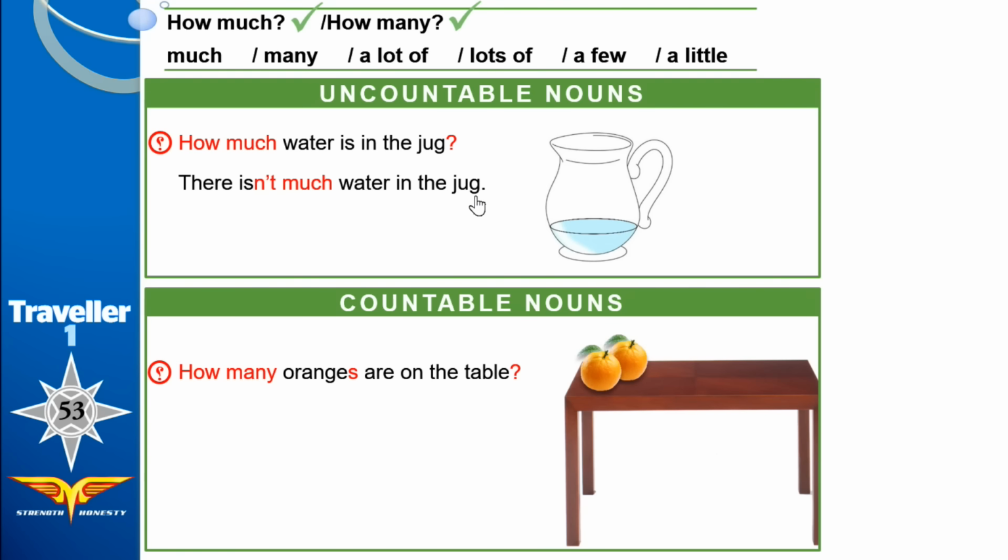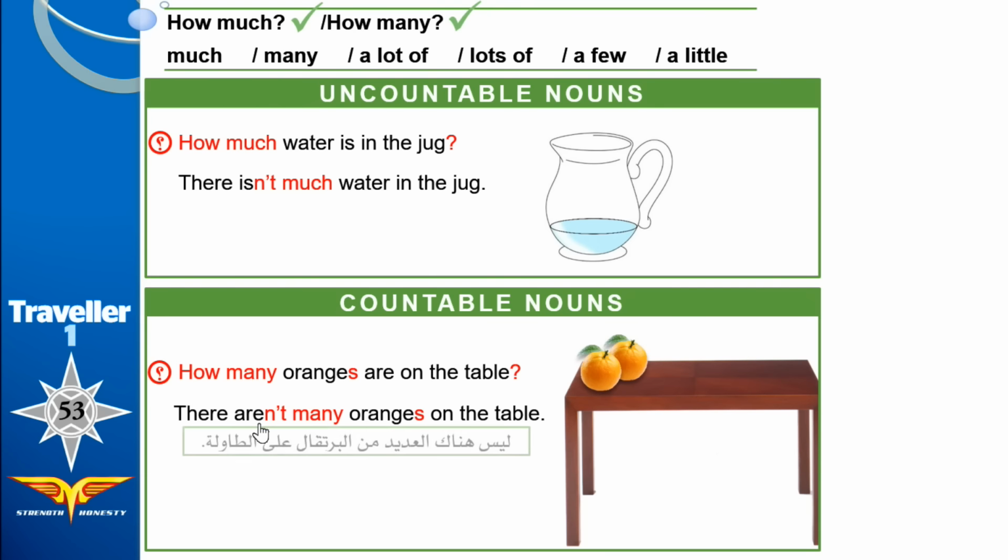Okay, much and many. There isn't much water in the jug. There aren't many oranges on the table. Okay, it's clear, much with uncountable, many with countable. But this time, what type of sentences are we dealing with? These are negative sentences. If the sentence is negative, with an uncountable noun like water, use much. If it's negative, with a countable noun like orange, you use many.